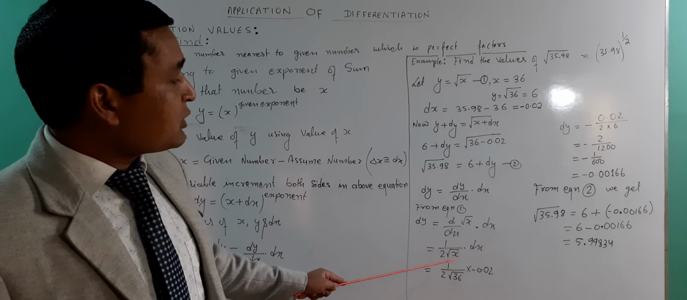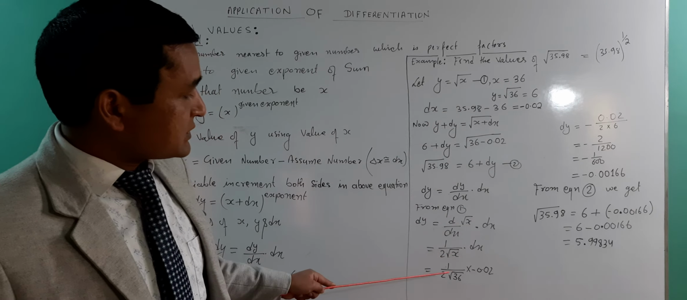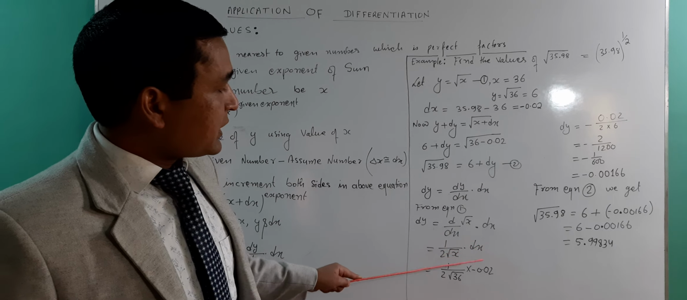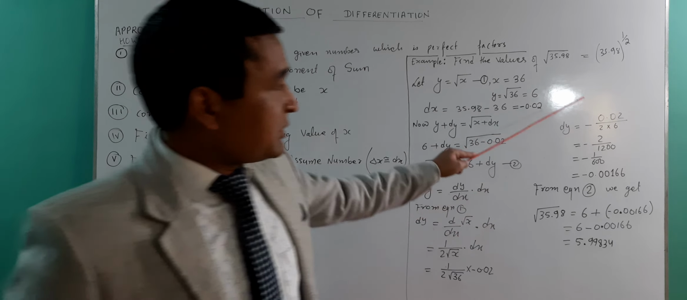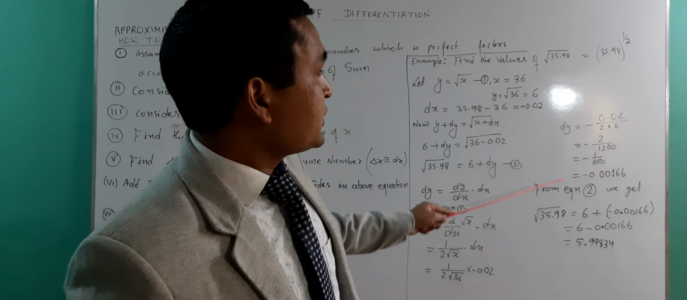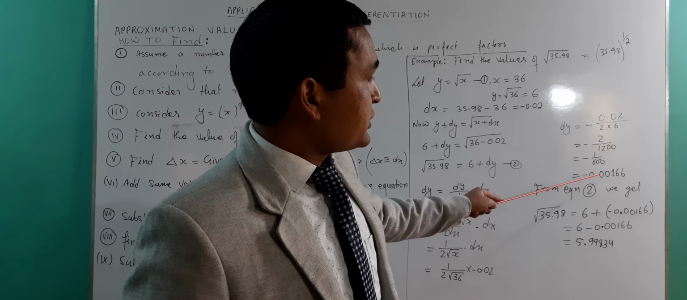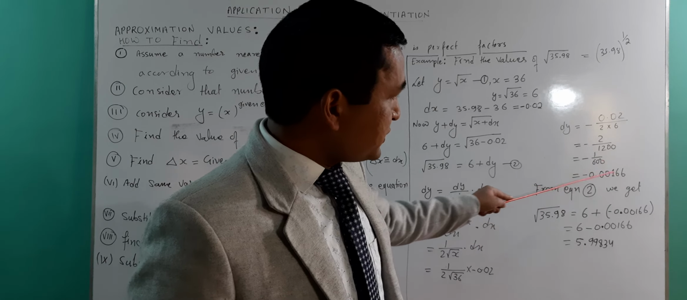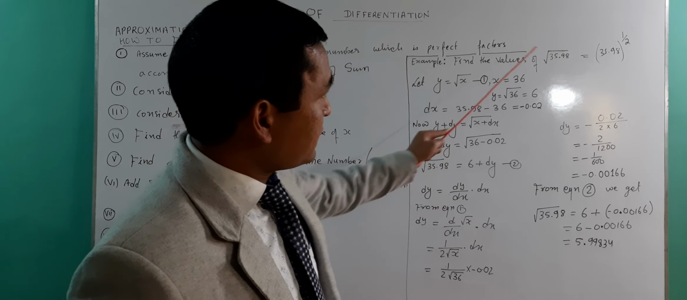Now substitute the value of x here. The value of x is 36, and the square root of 36 is 6. Then the value of dx is minus 0.02. Substitute these and simplify. After simplification you will get the value of dy as minus 0.00166. Now substitute this value in equation 2 to find the approximate value of the given question.